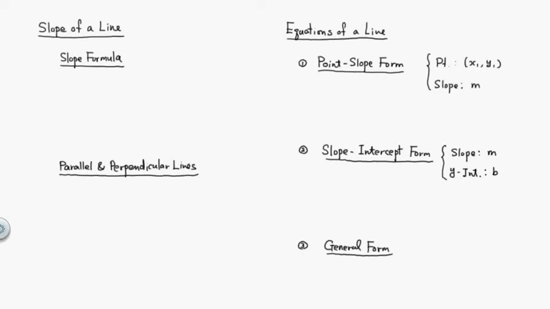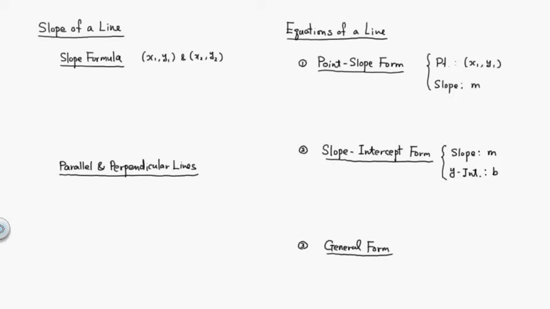All right, let's look at the slope of a line. First, let's look at the slope formula. Let's say there are two points given, x1, y1, and also x2, y2.